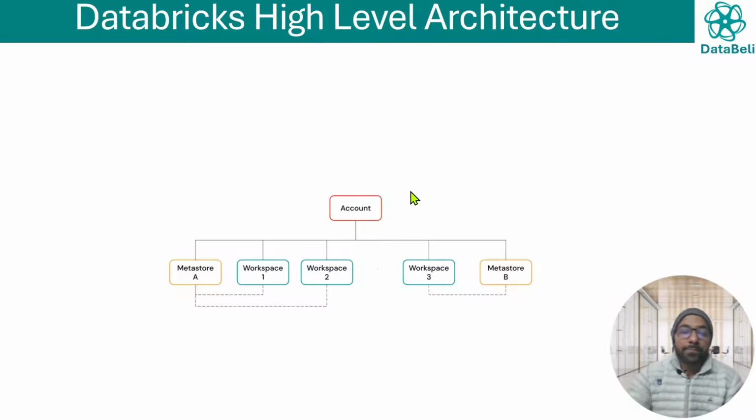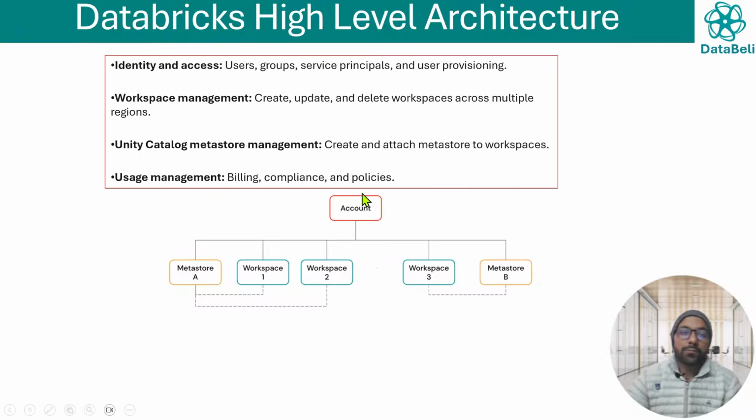So let's get started. In Databricks, everything starts with an account level. Every organization first creates an account with Databricks, and within that account we manage workspaces and metastores. At the account level we manage identity and access, where we create or update users, groups, service principals and all. We also manage multiple workspaces at account level. We can create them, update them or delete them across all the regions. So there is a single account that takes care of all our workspaces across all the regions in the world.